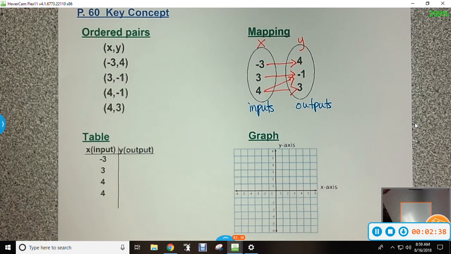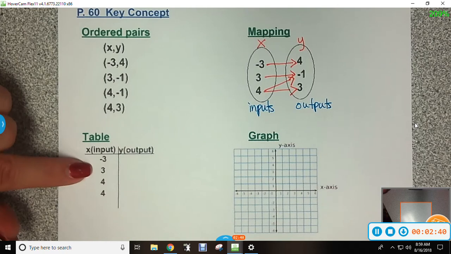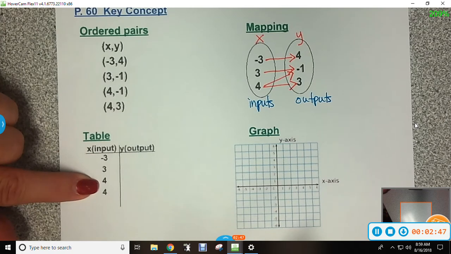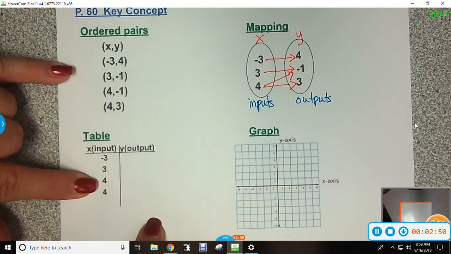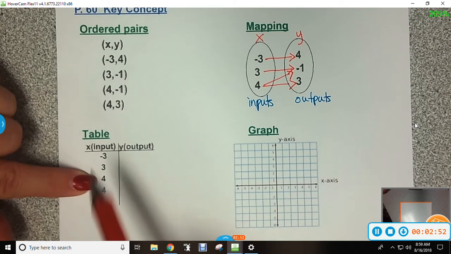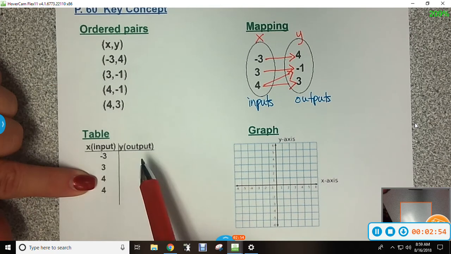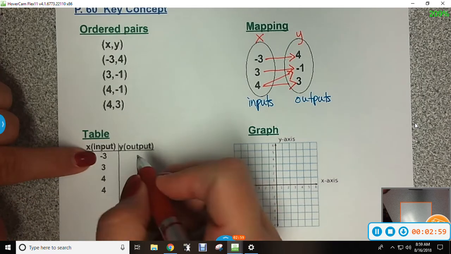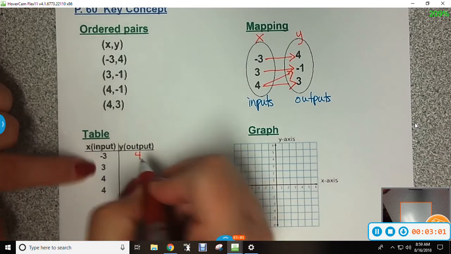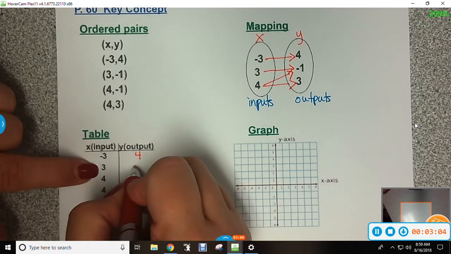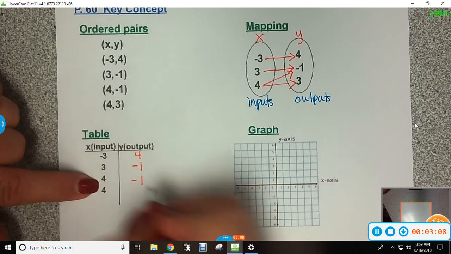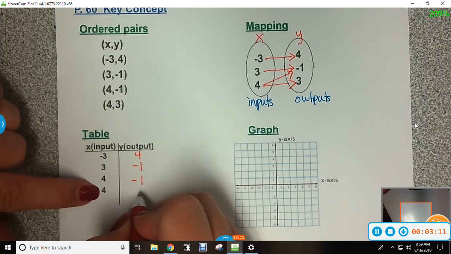Okay, the most familiar you might be with inputs and outputs is when you had to make a table of values. Remember, you would pick numbers to plug in for x, and then the answer you got out is what your y value was. So we're going to plug in these values and get these values out of a function. So when I plug in -3, I get 4. Plug in 3, I get -1. When I plug in 4, I get -1. And plug in 4, I get 3.